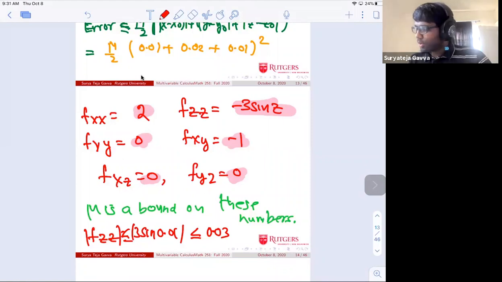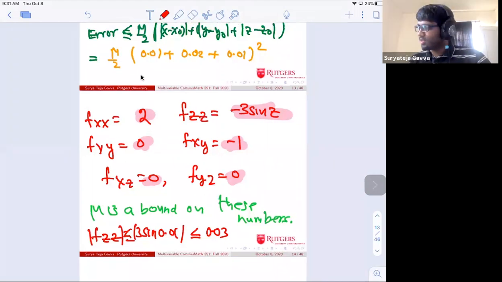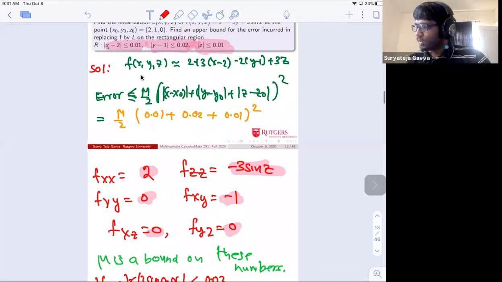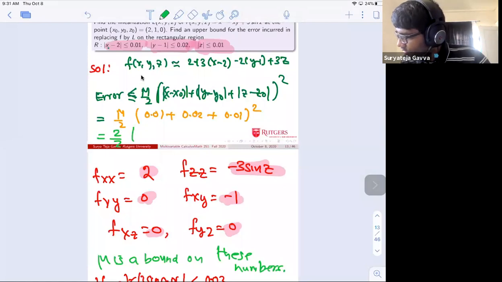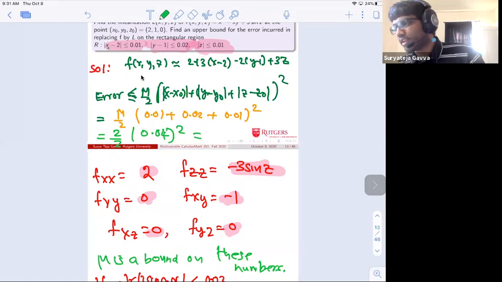So the bound is actually 2. All of them are at most 2. So just plug 2 in for the bound. So this is 2 over 2 times all these numbers, 0.04 squared. So if I compute, this is nothing but 0.0016.